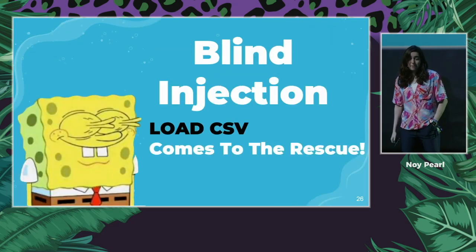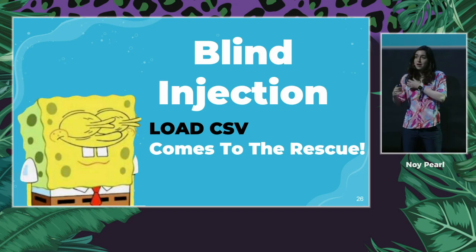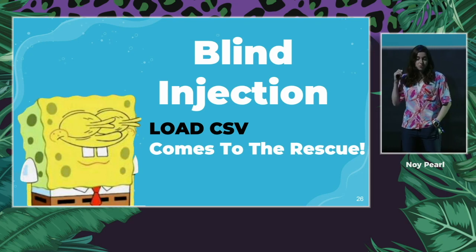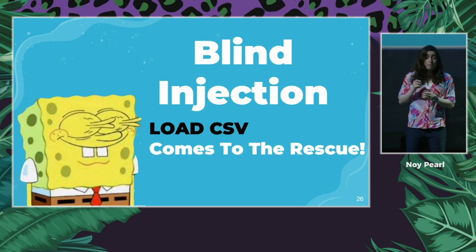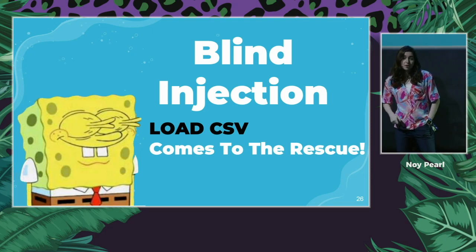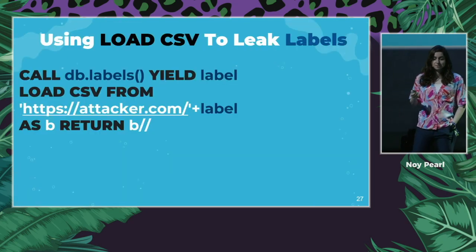Now, let's see actually how we can use it. Basically, we have a case of blind injection right here, where we are able to inject into a query, but we're not able to see the actual response that is returned. So for that, we get help from loadCSV. We use it as a kind of pipe between the actual database and our own controlled server. So we'll be able to leak data from the injection to outside to us. But let's see how we can actually do it.